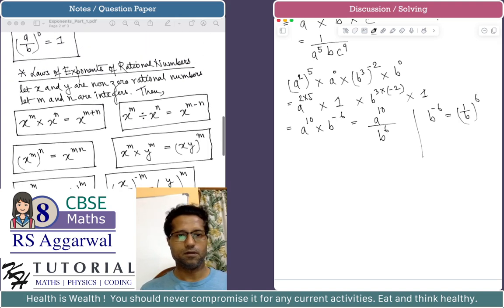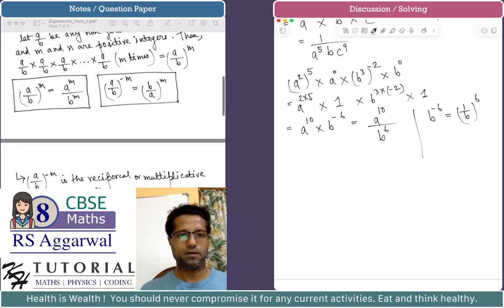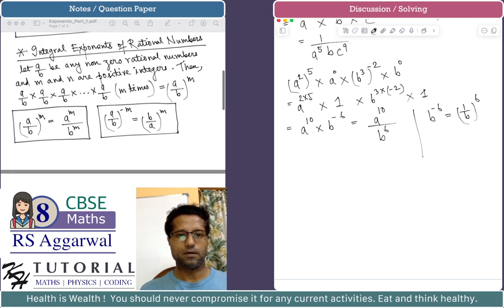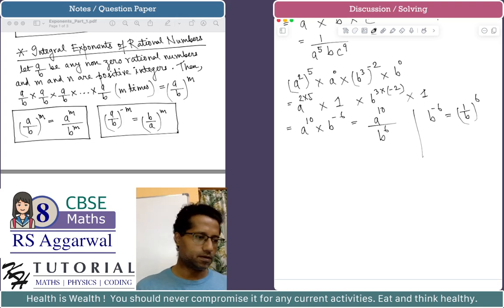Using the formula, if you have a rational number a by b raised to the power minus m, where m is a positive integer, then it will be equal to the reciprocal of the rational number raised to the power m. So b raised to the power minus 6 will be equal to the reciprocal of b, that is 1 by b, raised to the power 6. So there are various kinds of problems that can be asked.